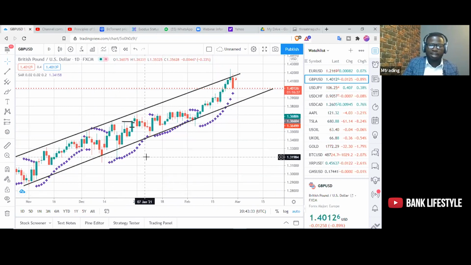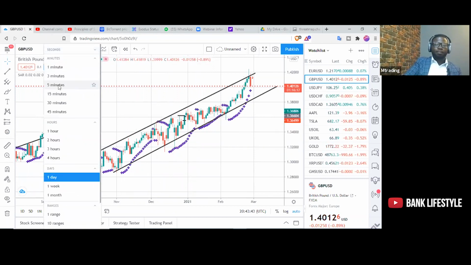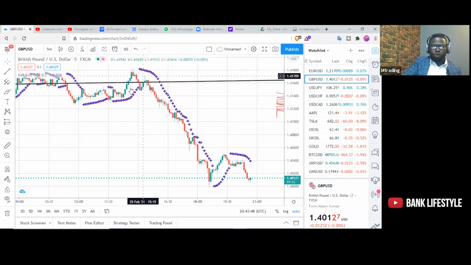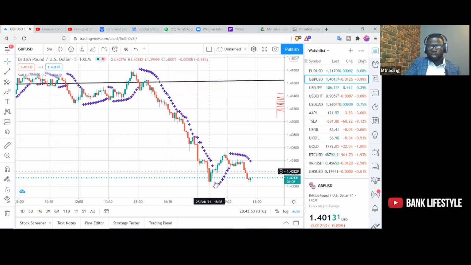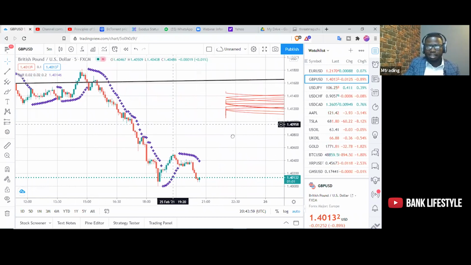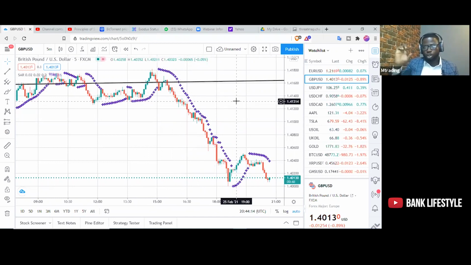For the parabolic, for instance, it can also be used by scalpers. So if you're even using the 5 minute time frame, scalpers can also use this parabolic and see that at this point in time the price is going in the downward direction. So within these few minutes that I need my quick gains, I can just play some sell trades and make some quick cash on this downward movement. So parabolic can also be used by scalpers on short time frames.